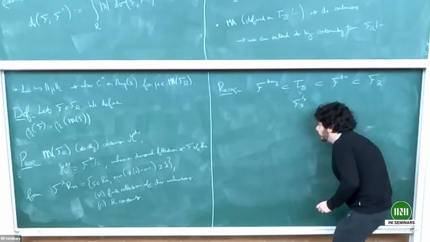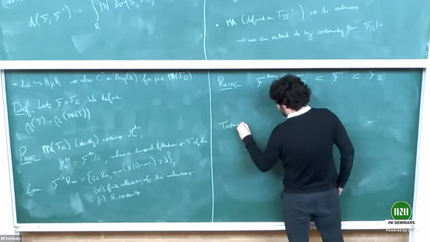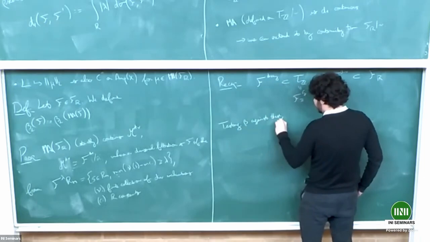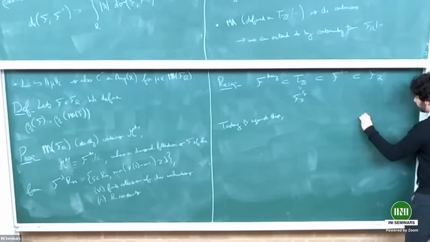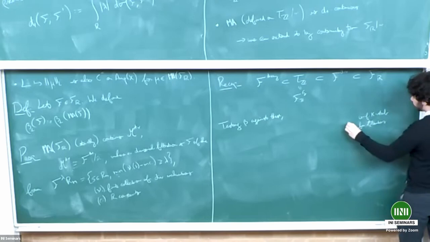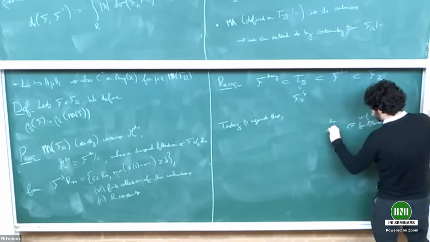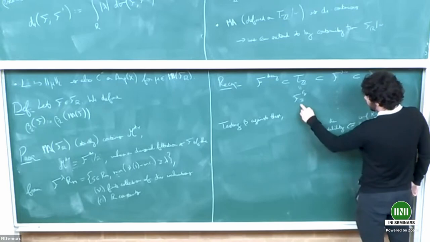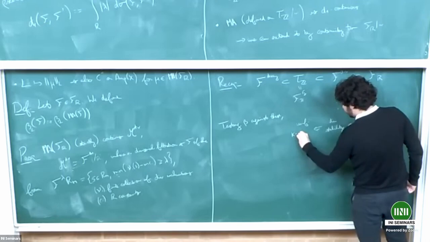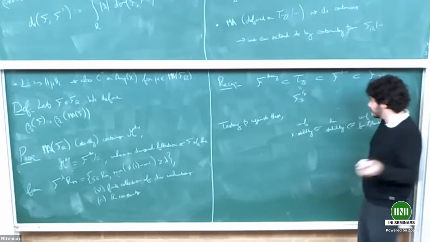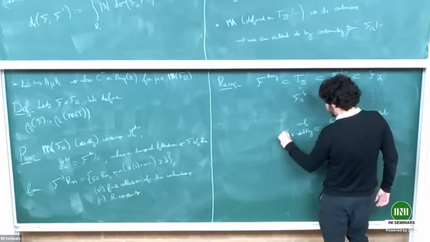So testing beta against these, we get uniform K-stability for filtrations. This is going to be divisorial stability. This is going to be uniform K-stability. And the first class is going to yield valuative stability, which we talked about yesterday.